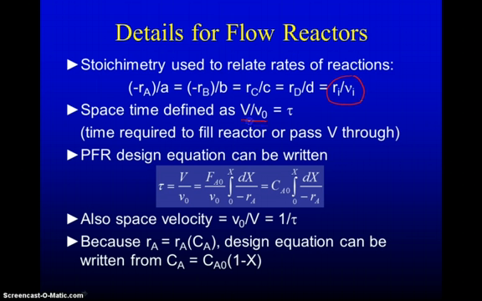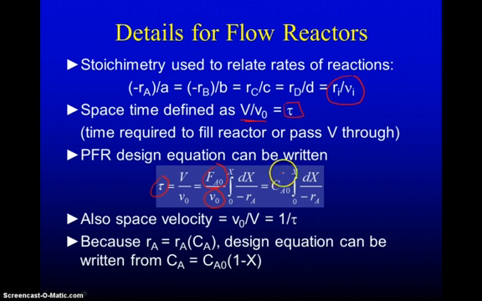We can define the space-time as the volume of a reactor over the flow rate entering that reactor, the volumetric flow rate, and the symbol for that is tau. That's common in reactor design. And so, for example, the plug flow reactor design equation can be rewritten as the space-time tau being the volume over the initial volumetric flow rate, and that's equal to the initial molar flow rate divided by the initial volumetric flow rate times the integral from 0 to X of dX over the rate of consumption of A.